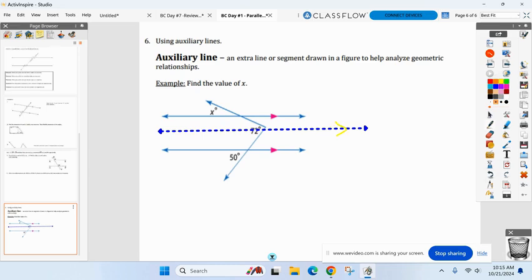If you remember, now both of these are transversals. So if that's 50 down here, that's corresponding to it right here. So that has to be 50. If that's 50, they added up to 72. So that's 22 right there. And now you go to these 2 parallel lines. If that's 22, X has to be 22 because they're corresponding. So something similar to that tomorrow.